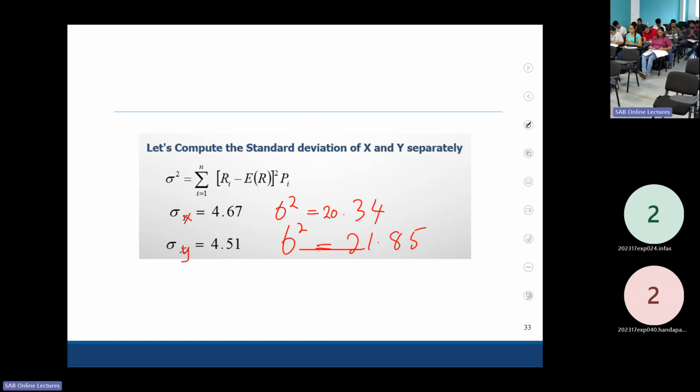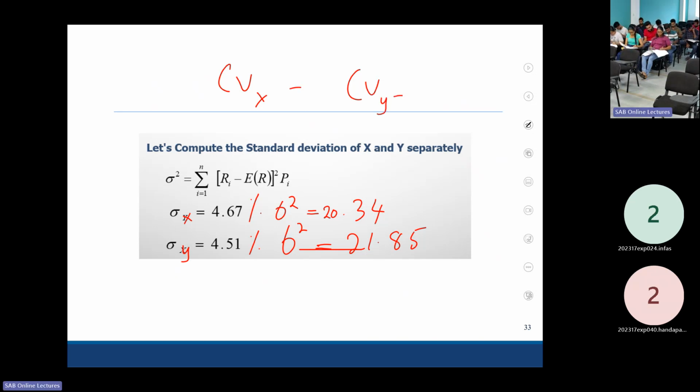Normally, remember, returns are input as a percentage. So your standard deviations ultimately will be in the format of a percentage, so the answer would be in percentage. Right. Calculate the coefficient of variation also, for X and for Y.